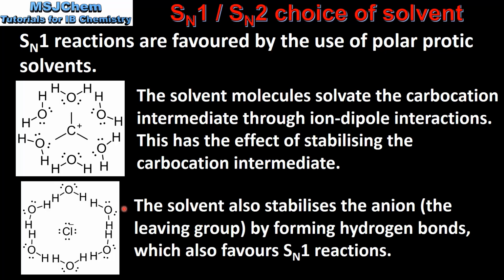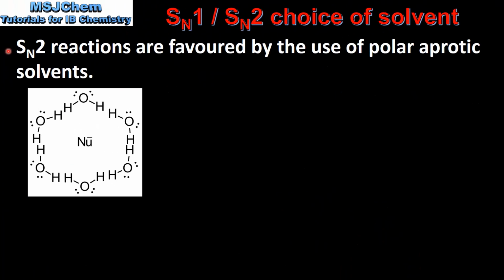The solvent also stabilizes the anion, which is the leaving group, by forming hydrogen bonds, which also favors SN1 reactions. So here we have a leaving group, which in this case is the chloride ion, surrounded by water molecules. The hydrogen bond occurs between the positive dipole on the hydrogen atom and the lone pairs of electrons on the chloride ion.